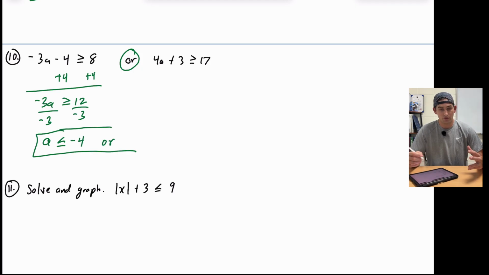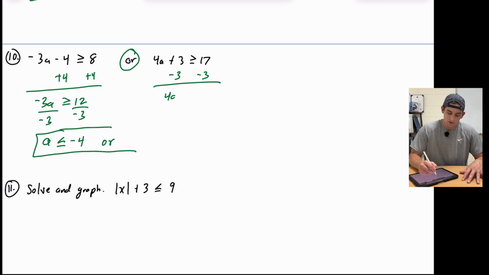Now let's go and solve the one on the right. So 4a plus 3 is greater than or equal to 17. Let's subtract 3. So 4a is greater than or equal to 14. Now we can divide both sides by 4, and we're going to get a is greater than or equal to 14 over 4. So we could just write that as 7 over 2.